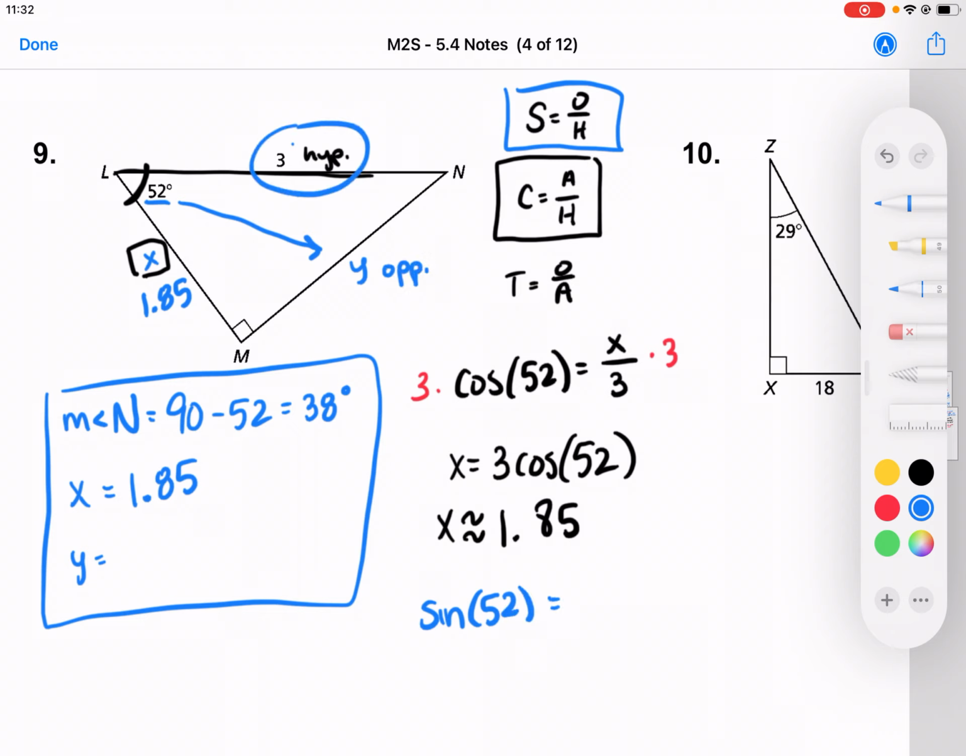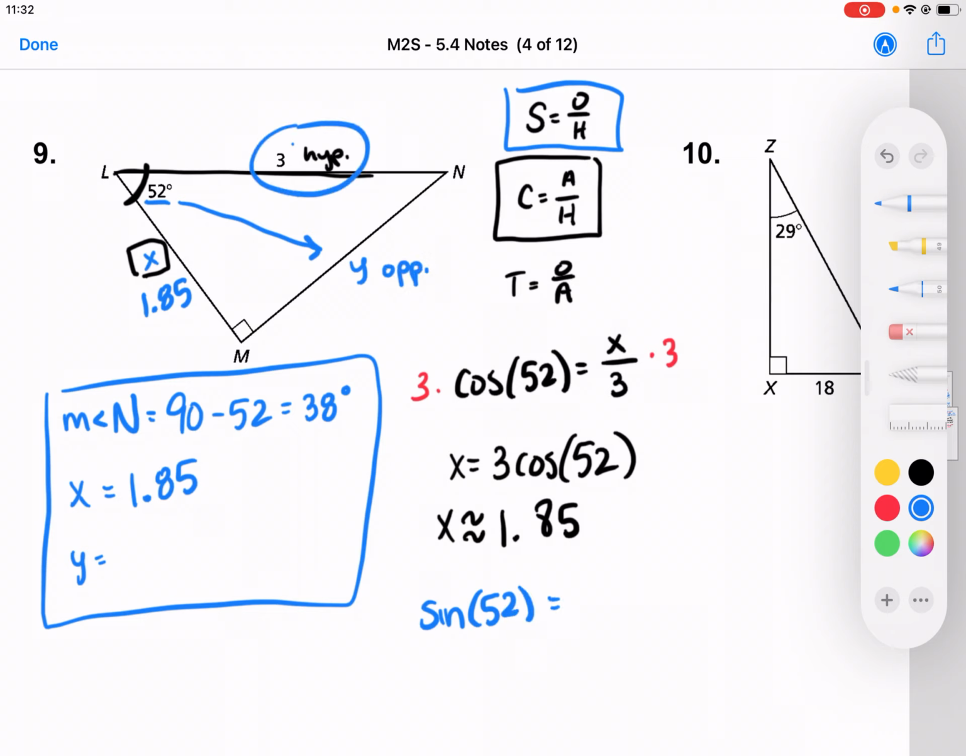Then I'm going to go ahead and just look at these over here just to remind myself which one I want to use, because we have to use one of them. Right now we have, from 29 degrees, the opposite side. And let's pick which side we want to find first. Let's do X. X is the hypotenuse. Okay, so opposite and hypotenuse would be sine. So I'm going to do sine of 29 equals our opposite, so 18 over the hypotenuse.